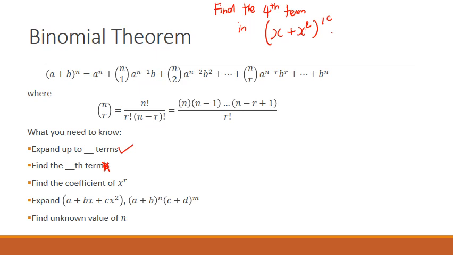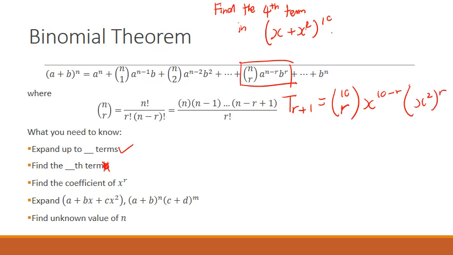Now, for this question, no matter what happens, you have to start off with the general formula itself. Okay, you need to start off with the general formula itself. So I have T r plus 1 equals n choose r. So n is 10, r we'll leave that later, and 10 choose r, a is x, so I have x to the power of 10 minus r and x squared to the power of r.